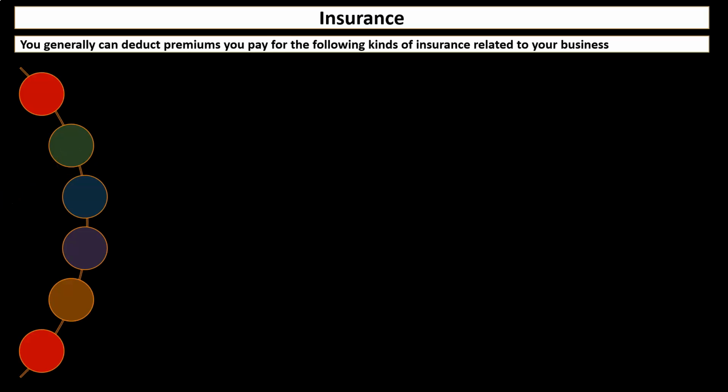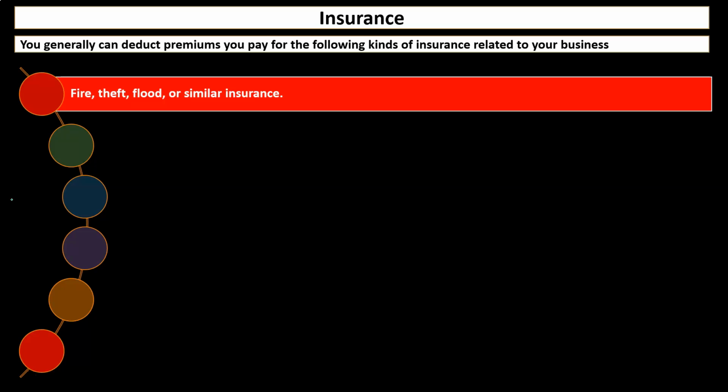So insurance. You generally can deduct premiums you pay for the following kinds of insurance related to your business. So we could have fire, theft, flood, or similar insurance. Now, again, obviously, if these items are applied to the business directly, then you would think they would fall under expenses. They would be ordinary and necessary components for a business.